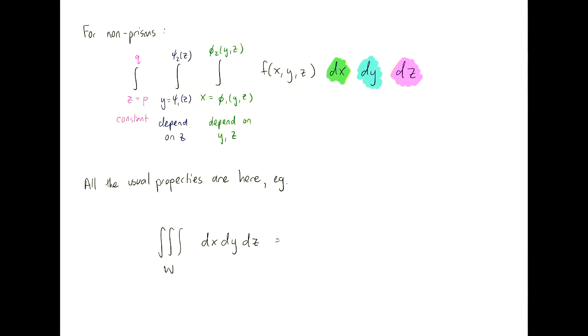And of course, all the usual properties we've come to know and love still apply. You still have linearity, you can still add regions. If you just take the integral over some volume W, then the integral is the volume of the region. Nice and easy.